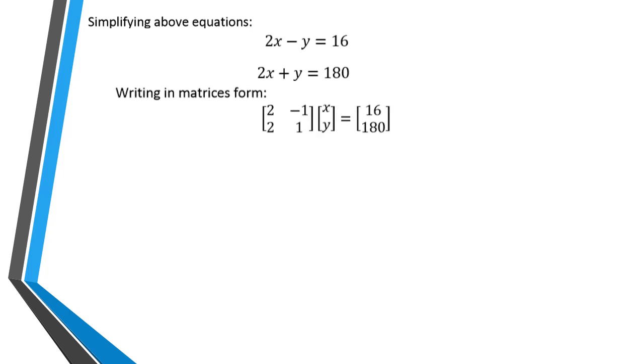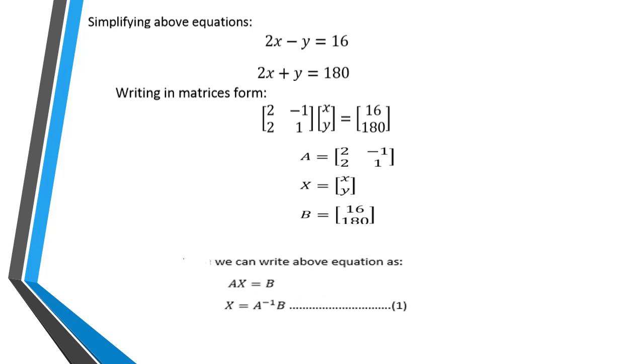Write it in matrix form. The first matrix is the A matrix. Second is the X matrix, and after the equal sign is matrix B. We can write the above equation as AX is equal to B, where X is equal to A inverse B. Now you have to find the A determinant first. If the determinant is not equal to 0, then you can find A inverse. And in the last step, you can multiply A inverse with matrix B. Do it by yourself.